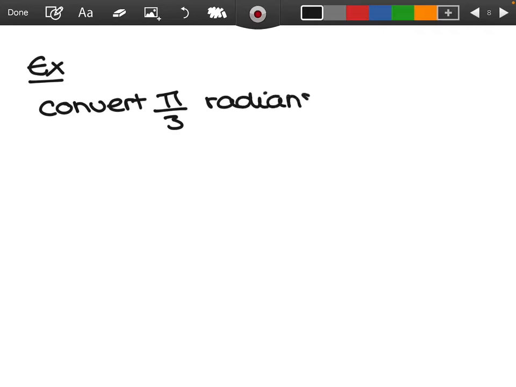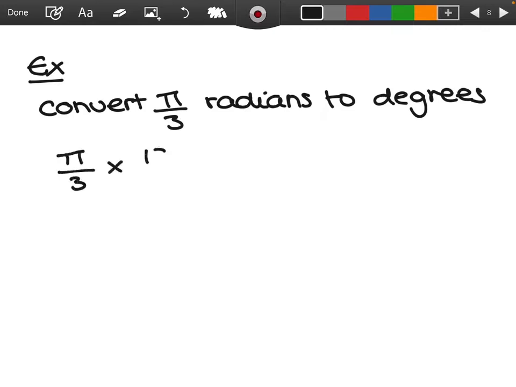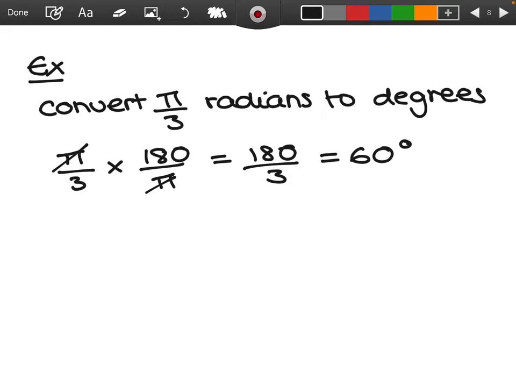Then we can actually convert the other way. So we can convert from radians to degrees, like I said. So let's convert pi over 3 radians to degrees. Okay. Well, all we have to do here, like I said, is we are going to multiply that radians amount by 180 over pi. You should find in a lot of cases here, if you're dealing with standard angles that we're used to, that the pi should cancel out. You'll end up with 180 over 3, which is just 60 degrees.